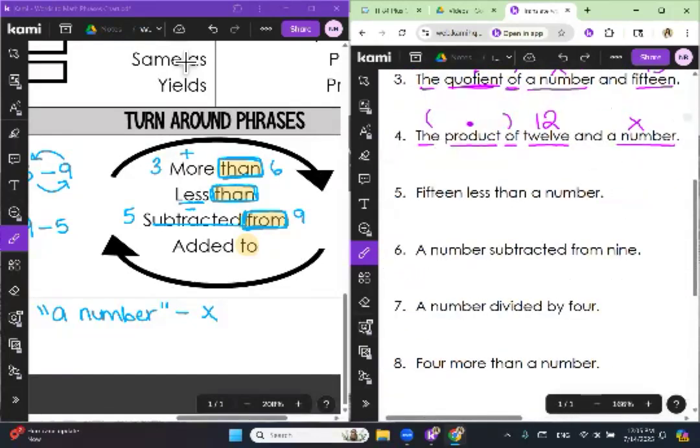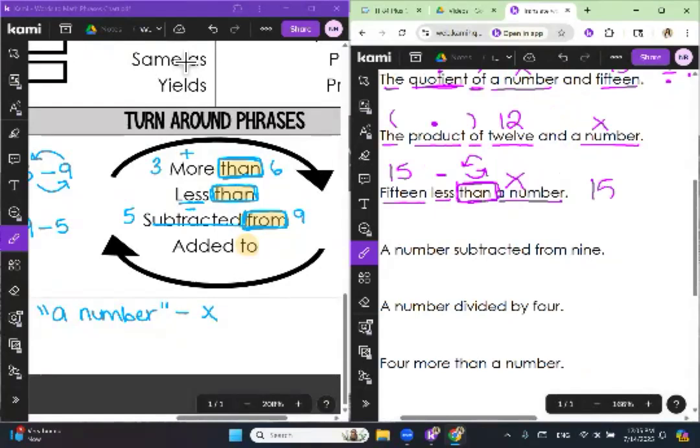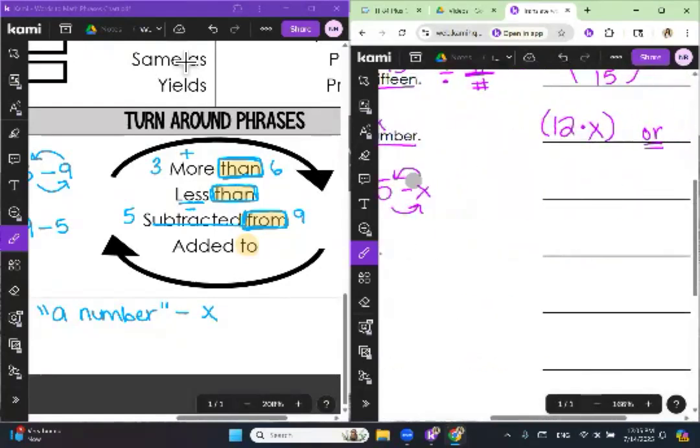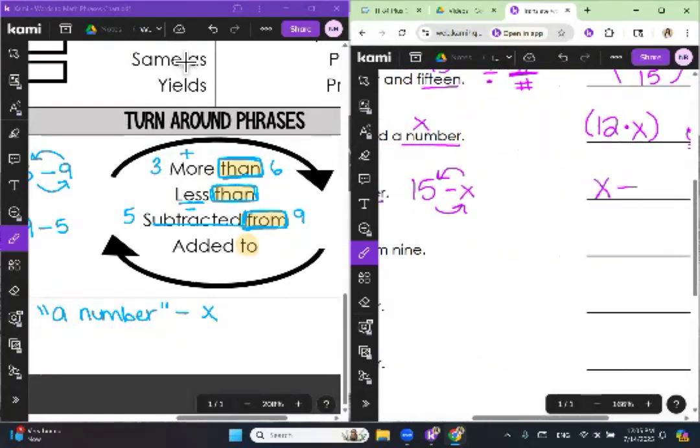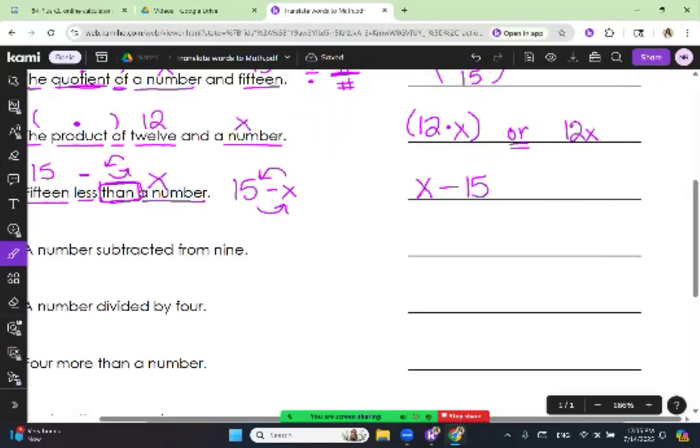Next, 15 less than a number. 15 less means minus x. If we're not paying close attention, we will miss the fact that there is a turnaround phrase, "than." So instead of writing it as 15 minus x, the turnaround phrase tells us that we have to write it as x minus 15.